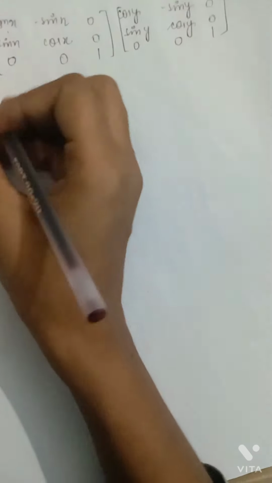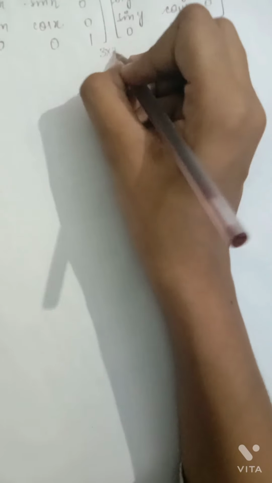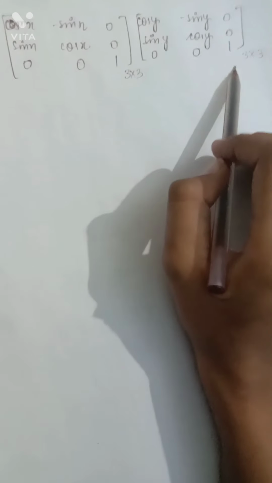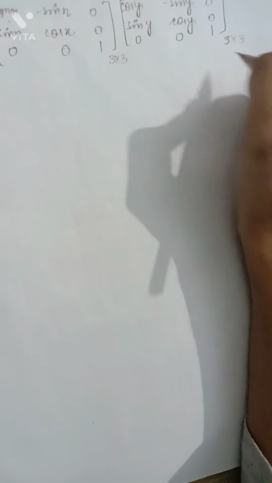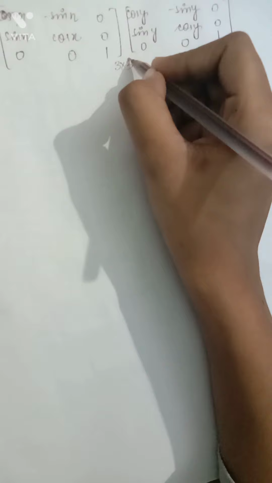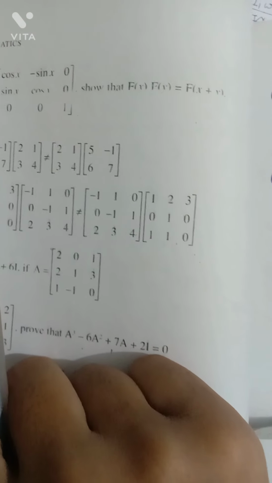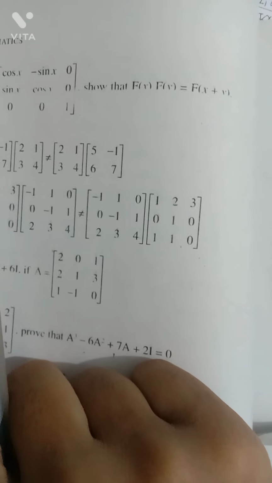So if we multiply this, first of all we have to check whether the order matches or not. So the column of the first matrix and the row of the second are equal. So in question number 13 we are given a function f(x). For this we have to prove that f(x) into f(y) is equal to f(x plus y).